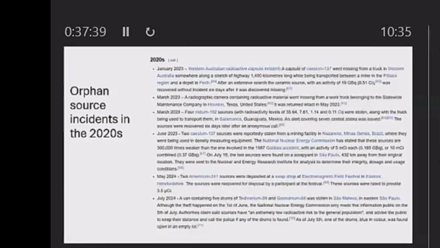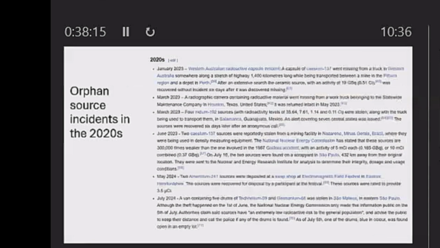Here's the Wikipedia list of orphan source incidents since the 2020s. A famous one was in Australia, where they were carrying the cesium on a truck, and it just fell off the truck, and they didn't know where it was. It was a very long stretch of road, but anyway, it was all over CNN at the time. But they eventually found it using mobile sodium iodide detectors, right? You can read about it.